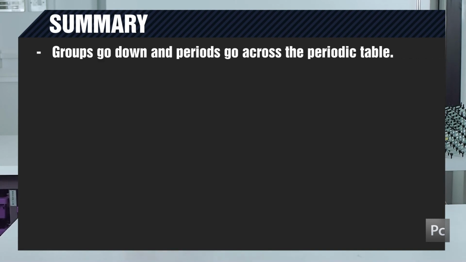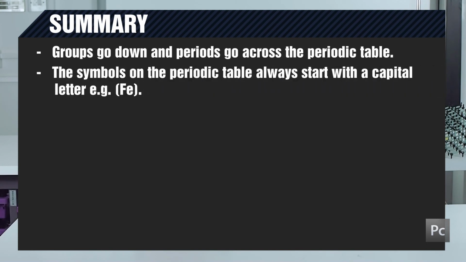So let's recap what we've learnt. You will always get a copy of the periodic table in your exam. Make sure you get all the information you can from it. Firstly, remember that groups go down and periods go across the table. The periodic table has lots of useful information. The symbols always start with a capital letter, so you can tell the elements apart from each other in a chemical formula.